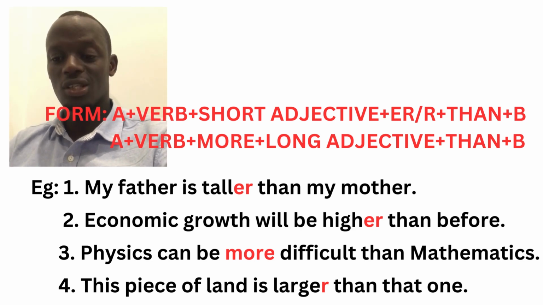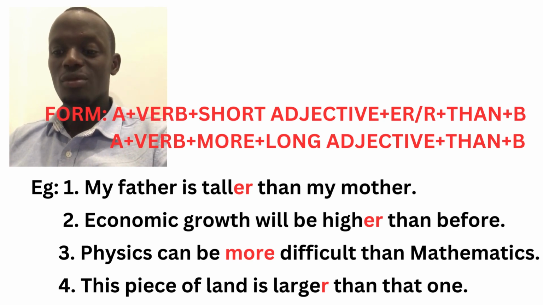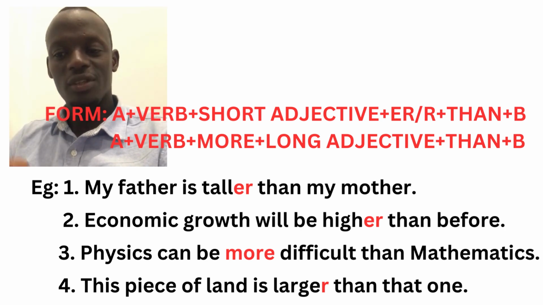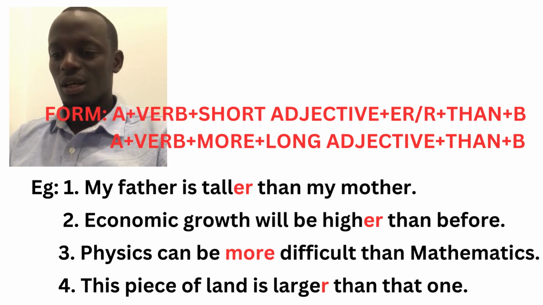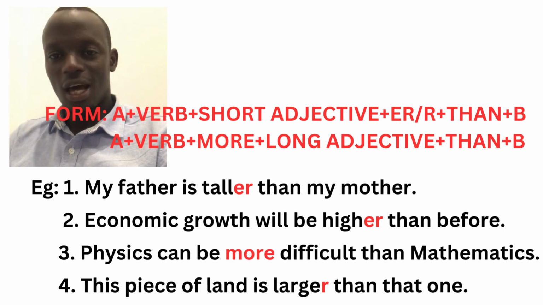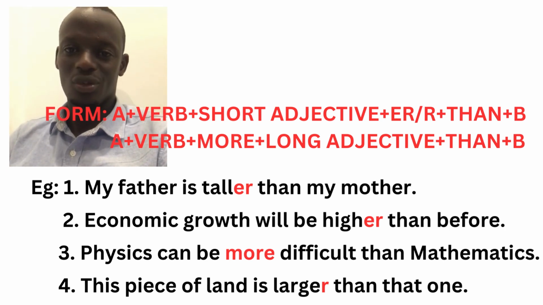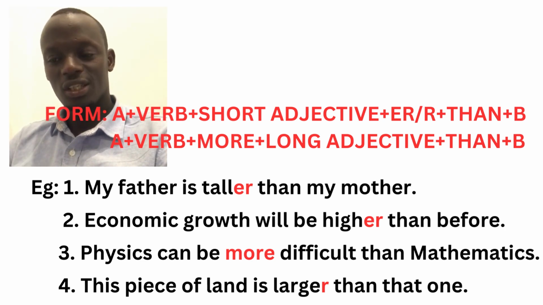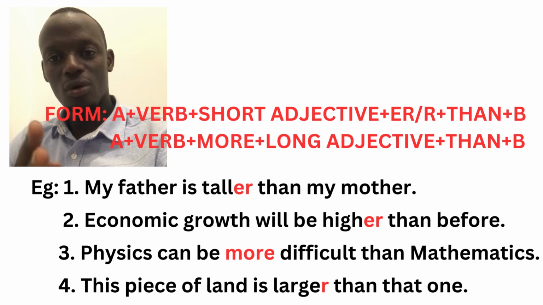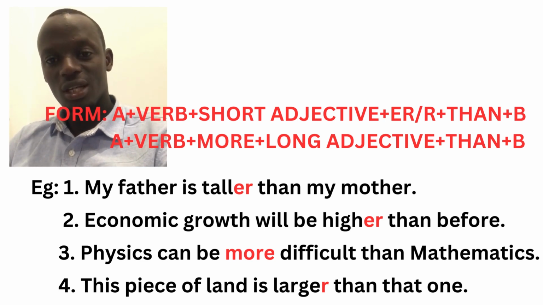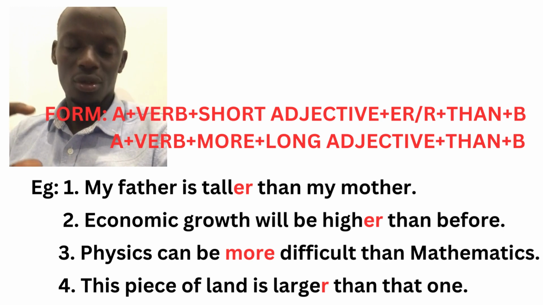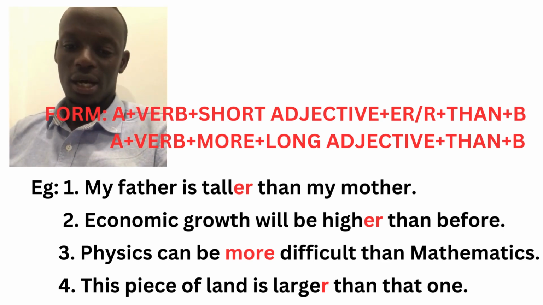Now on long adjectives, you can say, for example, physics can be more difficult than mathematics, okay? Can be more difficult than mathematics. We don't say physics can be difficulter. No, this one doesn't work. Say more difficult. And like on some other long adjectives, you have to remember that we use more plus adjective. Remember when I say long adjectives, these are the adjectives that are made up of two or more syllables. I hope this one helps.